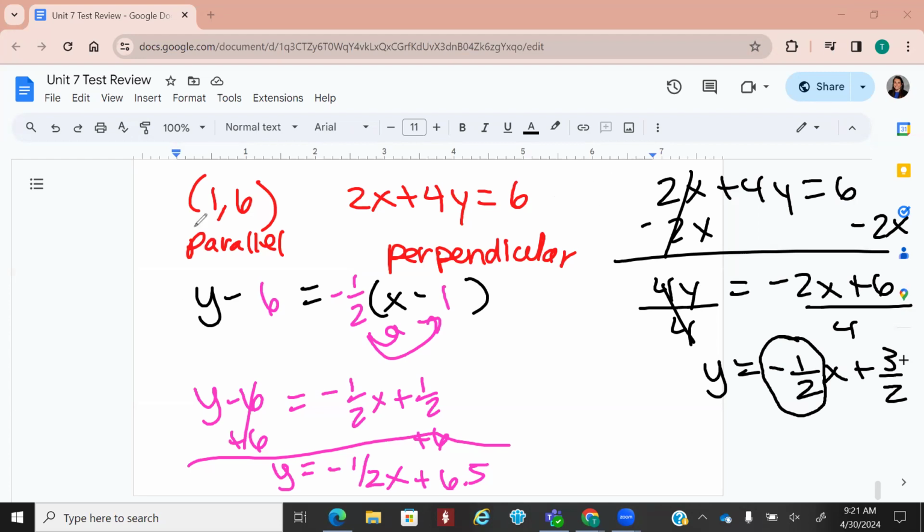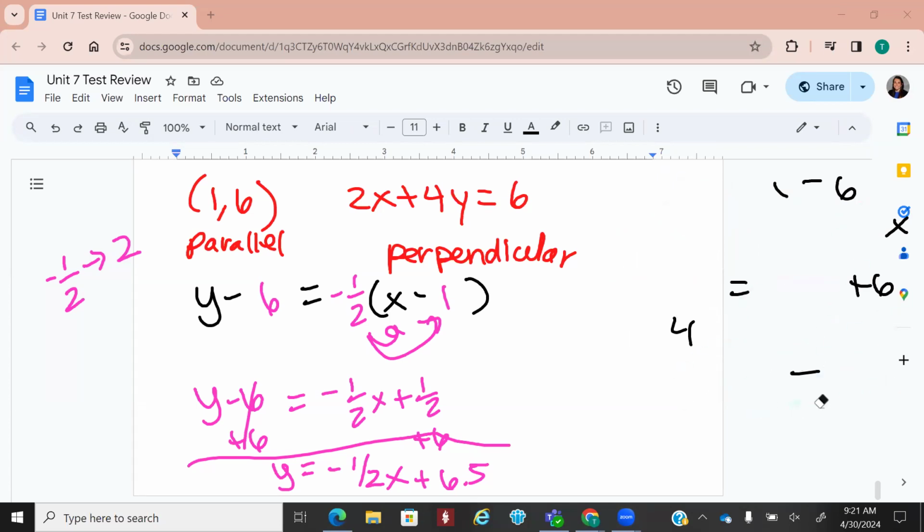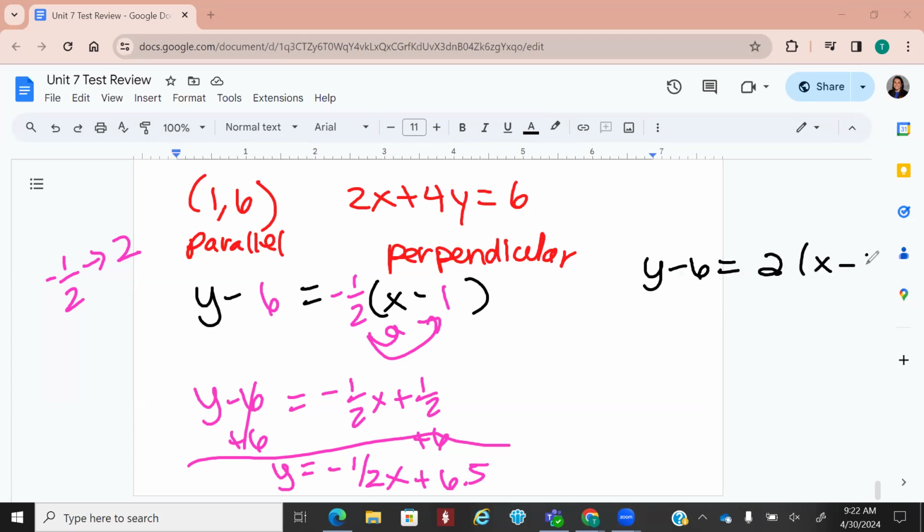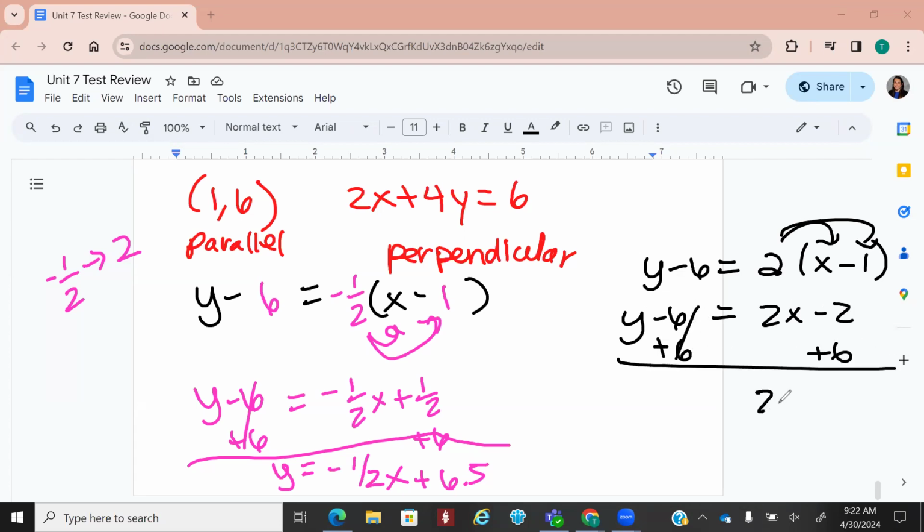For perpendicular, you're going to take -1/2 and turn it into 2. And you're going to do the exact same thing, but you just change the slope. Okay, so this is going to give me y minus 6 equals 2 times x minus 1. I'm going to distribute. I'm going to add 6. Ta-da!